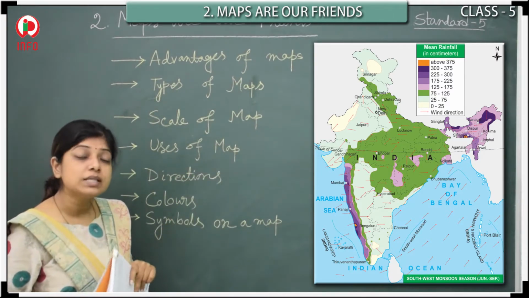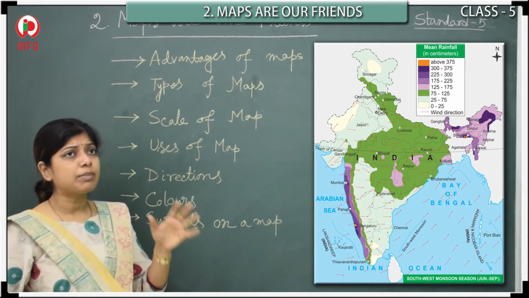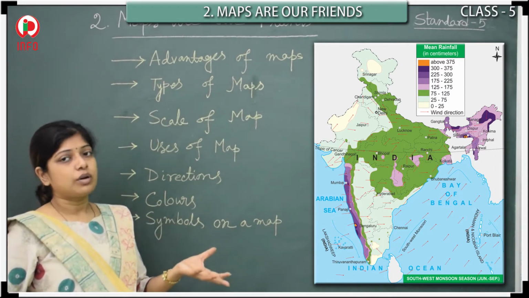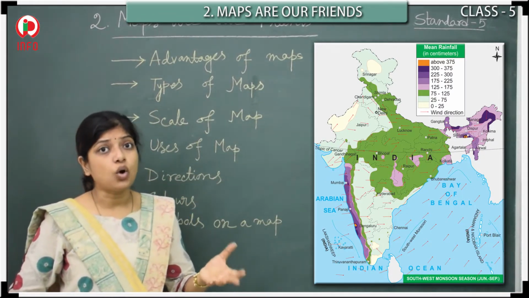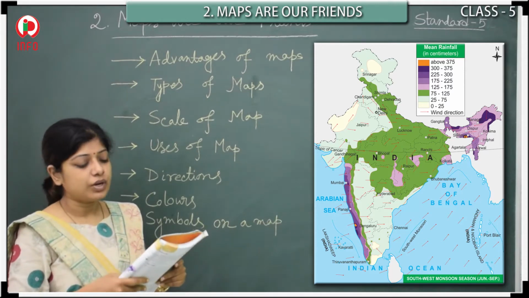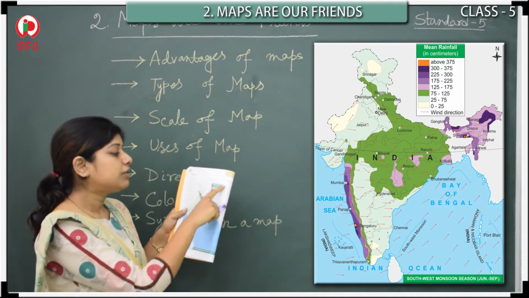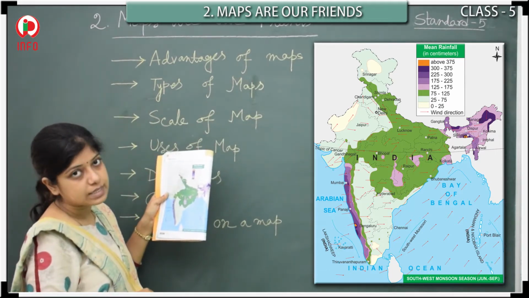Mean rainfall means the average rainfall. Not how much rainfall occurs on a particular day, not that. This is the average of all the rainfalls. That is called the mean rainfall. See here, they have given one box. The mean rainfalls in centimeters they have given.